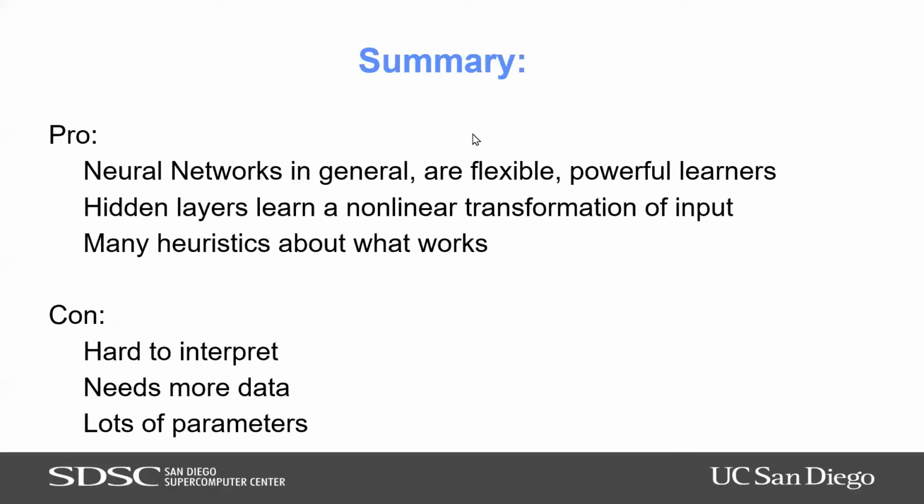Okay, so the summary for what neural networks are about. They're general or flexible. They're powerful learners. They're doing linear, nonlinear transformations of input. There's a lot of heuristics about what works and what kind of things are good to do. The bad side is that it's sometimes hard to interpret. You really do want more data, especially compared to other kinds of models. And there's lots of parameters.